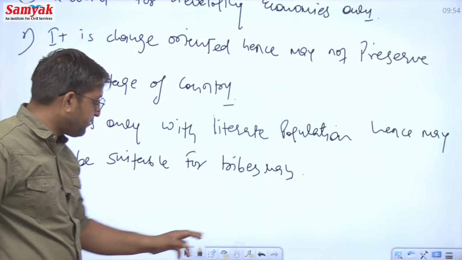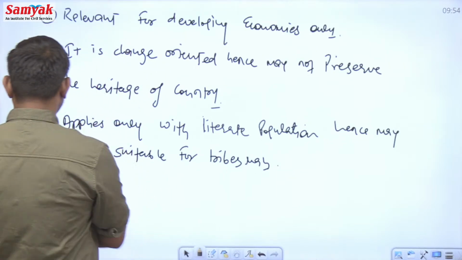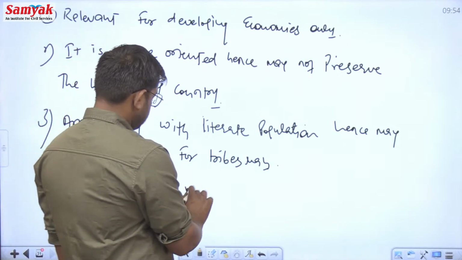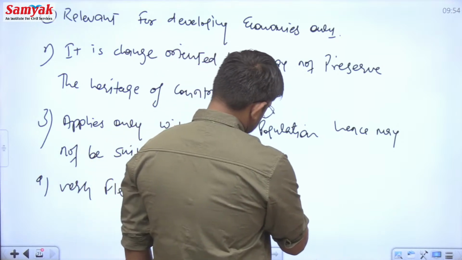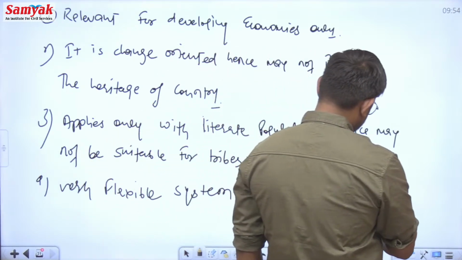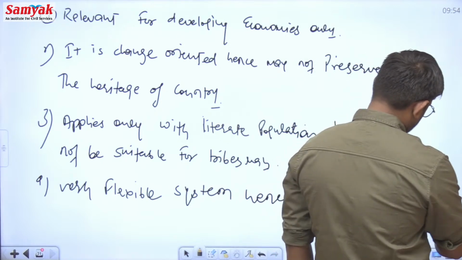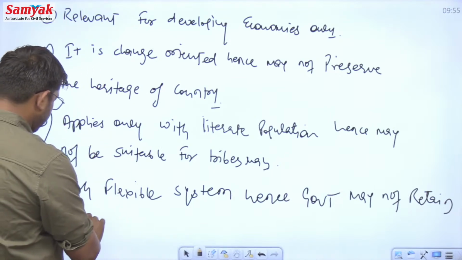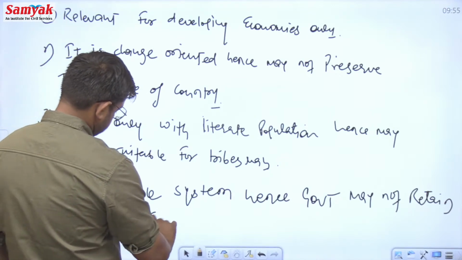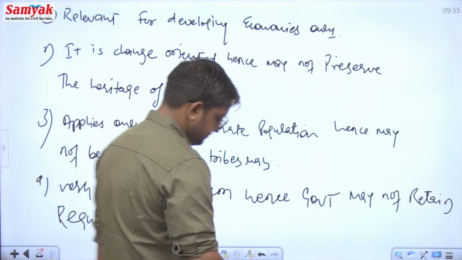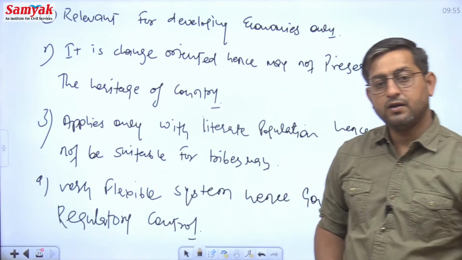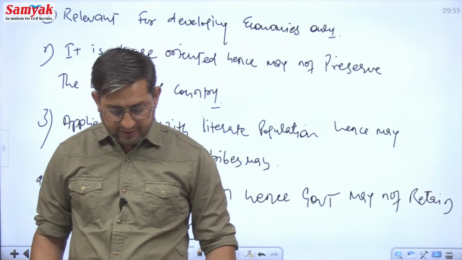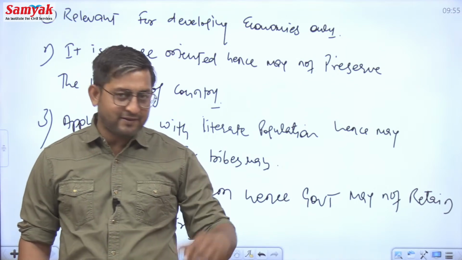And similarly, we have a problem: it is a very flexible system, hence government may not retain control or regulatory control. Okay. So these are a few of the problems of development administration, and as I already told you, there is one concept, administration of development, that we already discussed.